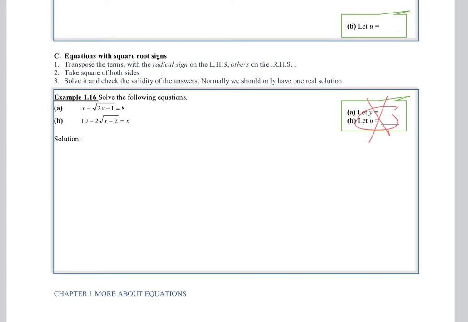So for example, in part A, you got the question x minus square root 2x minus 1 equals 8. And I personally like the positive square root sign on one side, okay? And then everything else, plus 8 becomes minus 8 on the right. And then take the square on both sides.